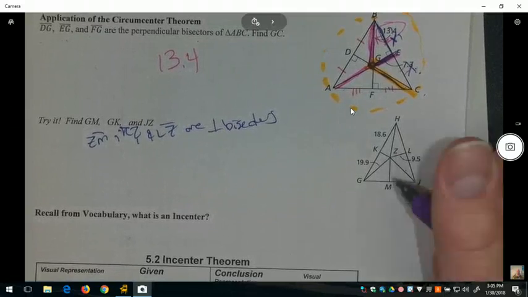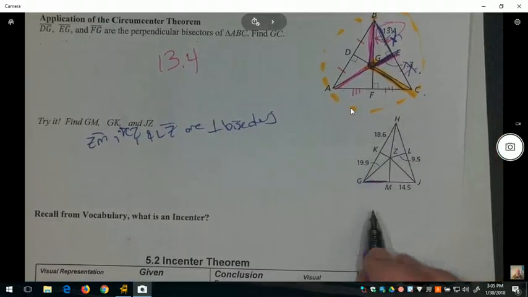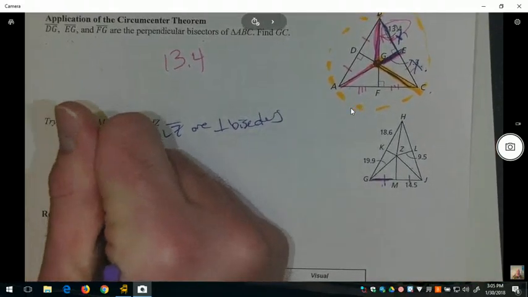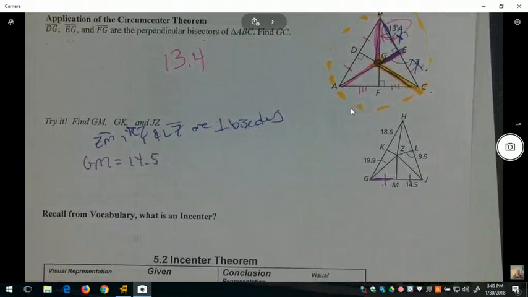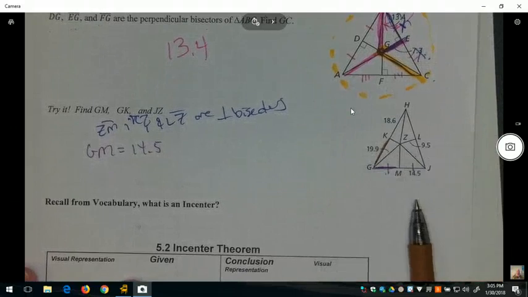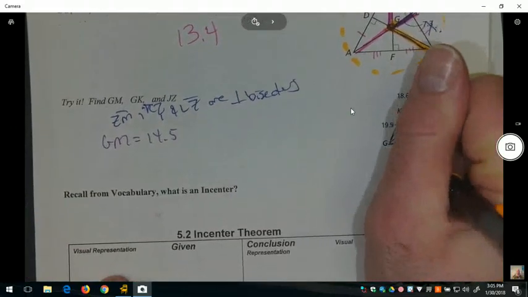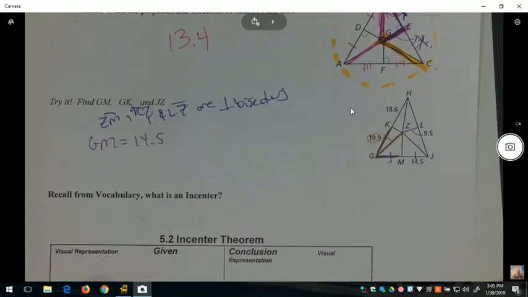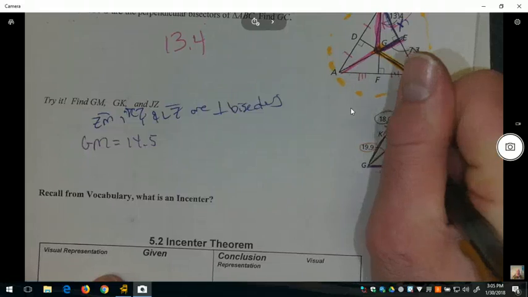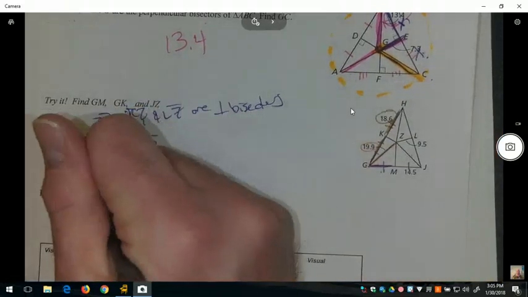Welcome back. From G to M, knowing that this is a perpendicular bisector, GM is one of the pieces of GL which has been bisected. So GM is 14.5 units. We're not sure what the units are. They didn't give them to us in the picture. GK, where is that? That's right here. Now this 19.9 is actually pointing to this piece right here. So that's important to note. That's why that little mark is there. KH is 18.6, and since this side has also been bisected, GK also has to be 18.6 units.